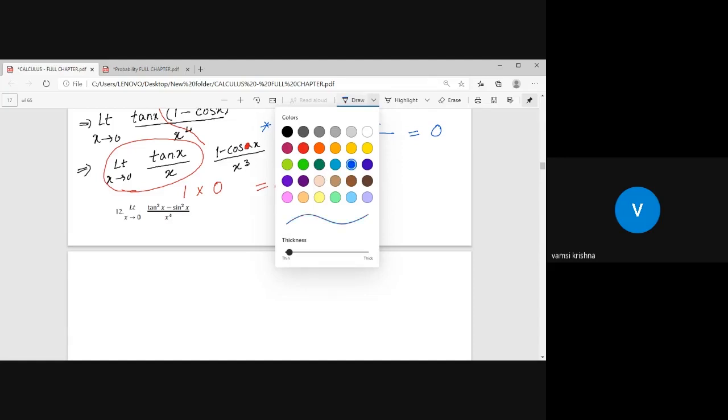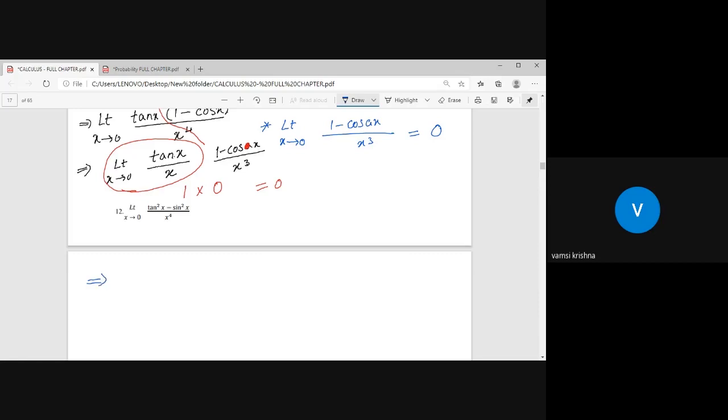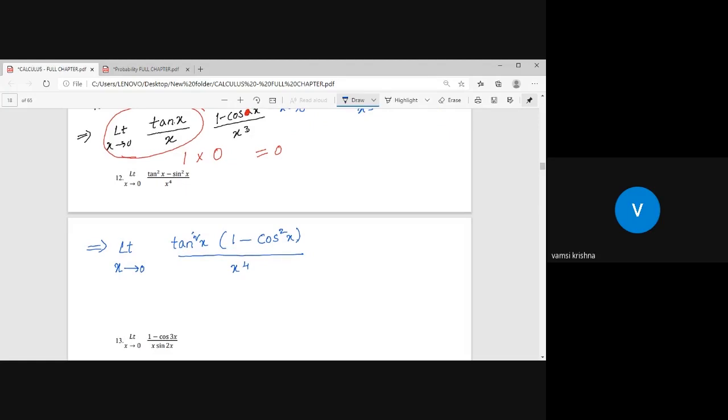Yeah, students, let us see this. Now here also, in this example, we have limit x tends to 0, tan square x minus sin square x. Let us take tan square x as common. If you take tan square x as common, you will get 1 minus sin square x by tan square x. Your sin square is going to be cancelled, and your 1 by cos square will come to numerator, cos square x, divided by x power 4. Now divide this x power 4 according to your requirement. Just take it as x square and x square.